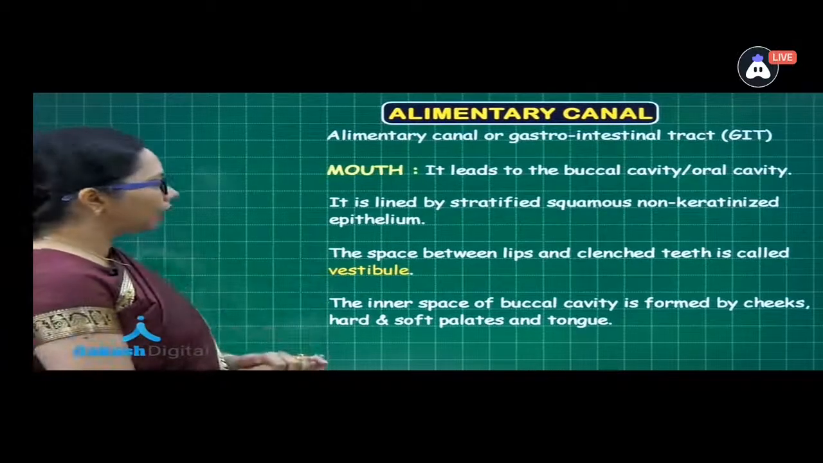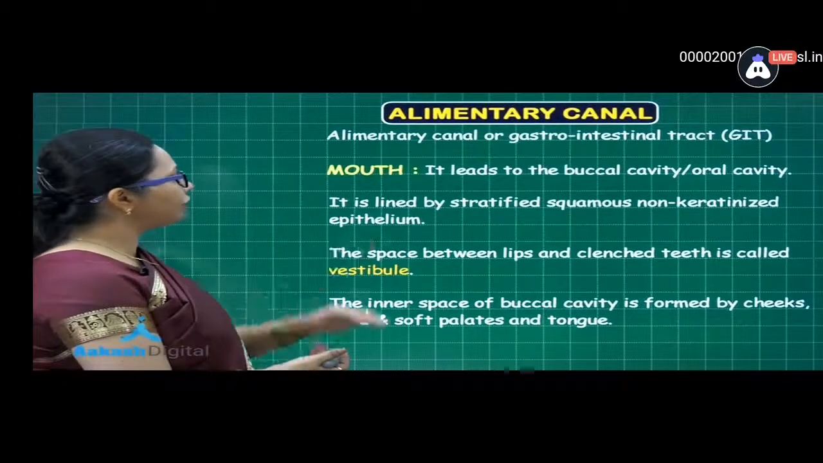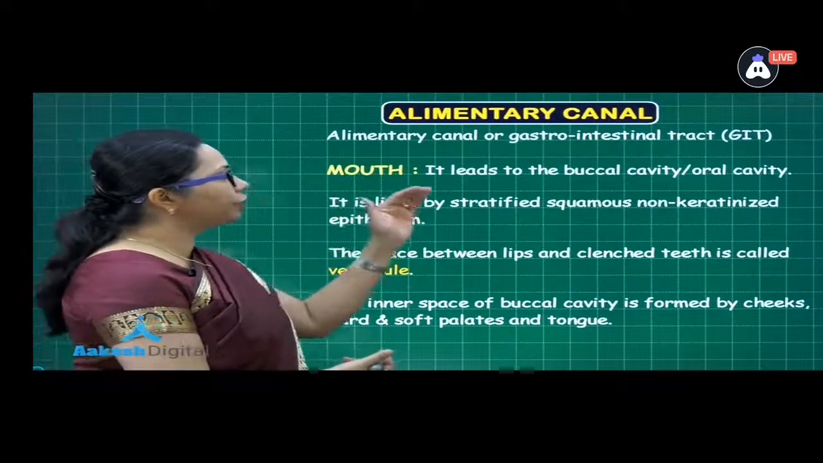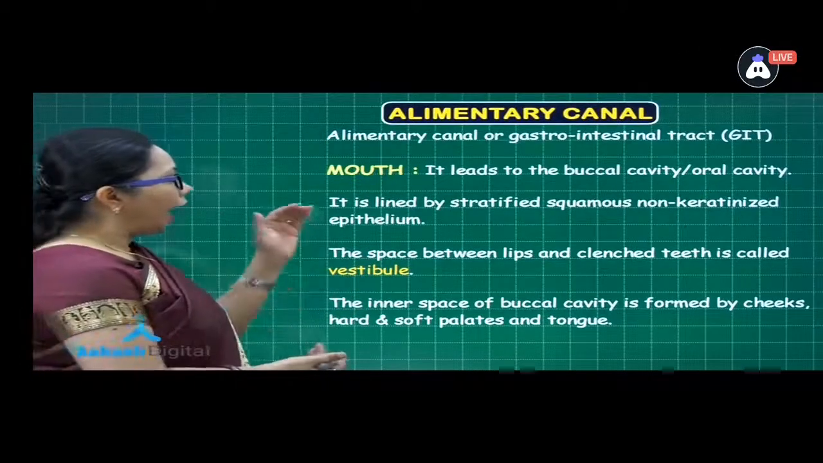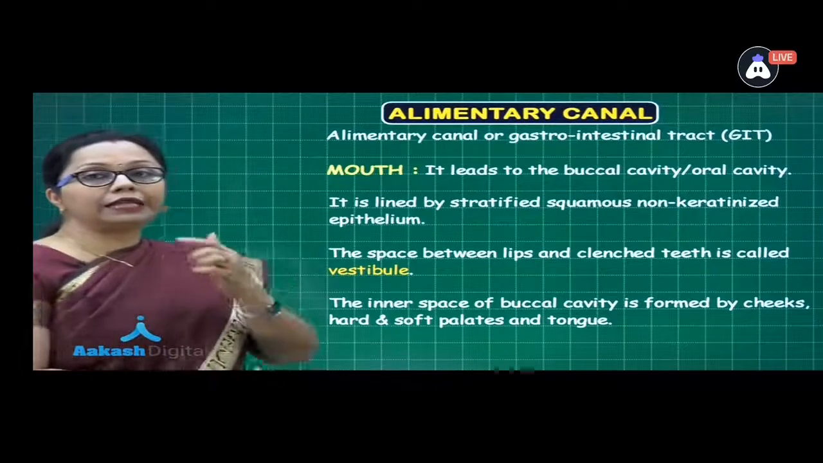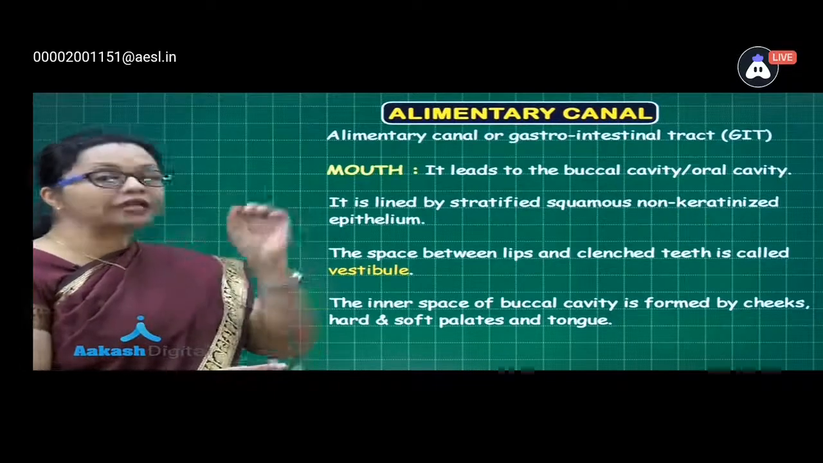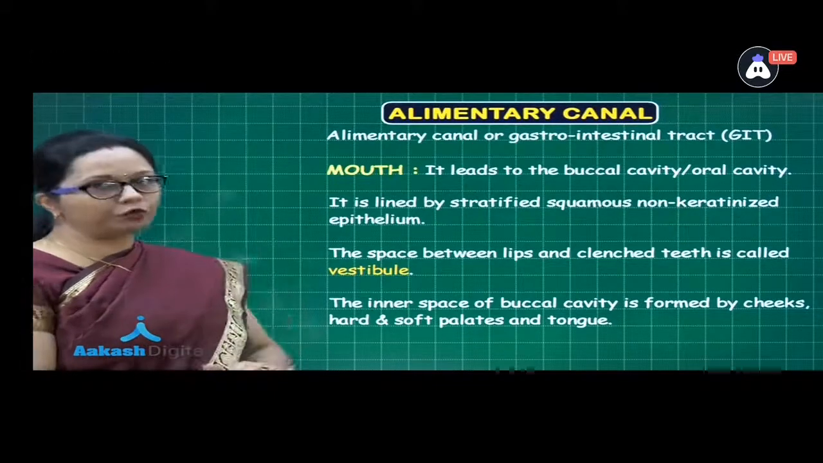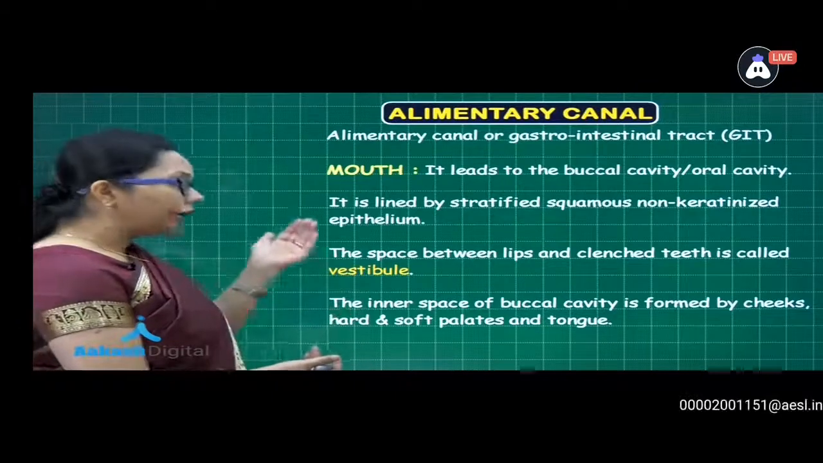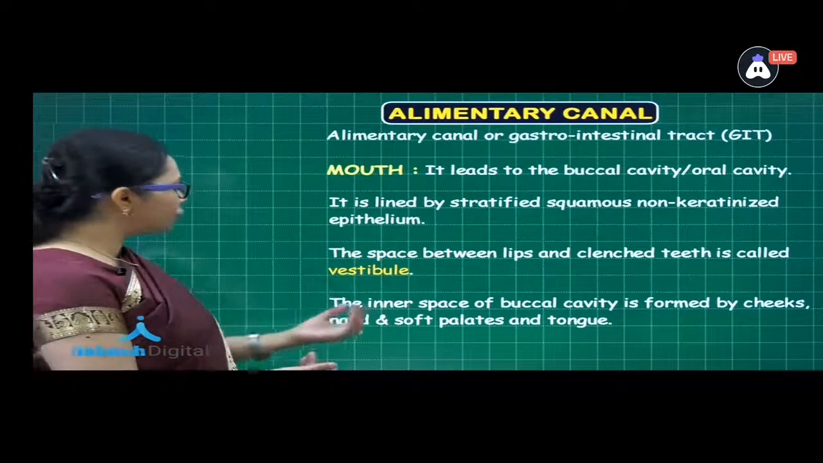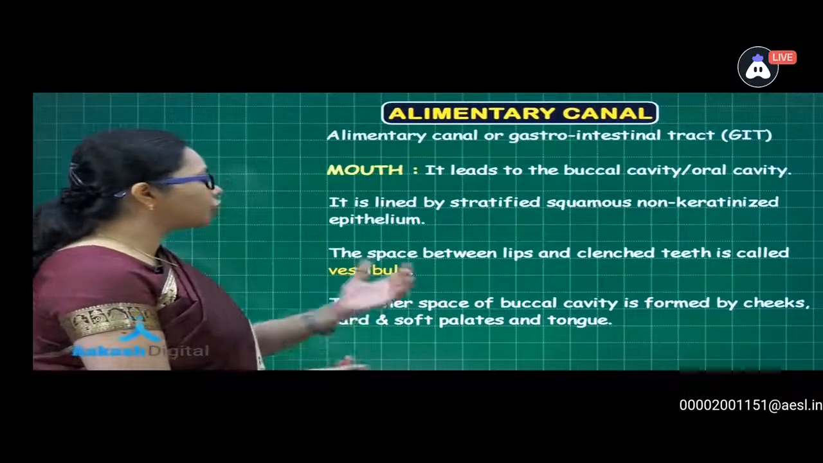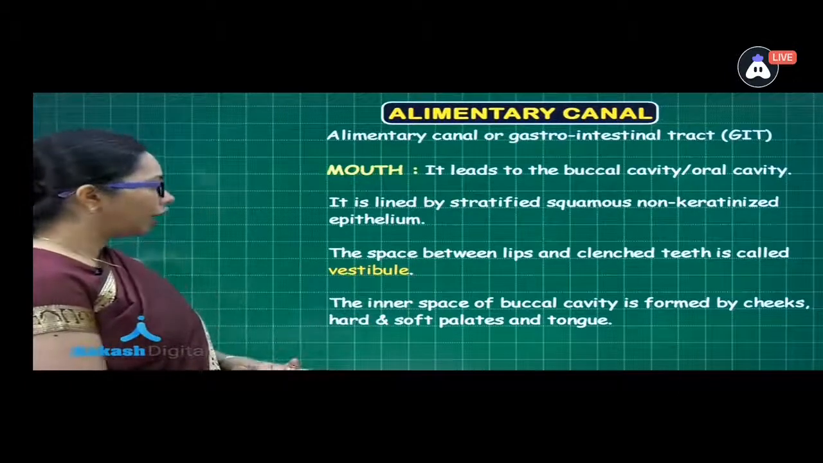which is also called the oral cavity, and our buccal cavity is lined by stratified squamous non-keratinized epithelium. And the space between the lips and the teeth, there is a narrow slit-like space which is called the vestibule. And inner to the teeth, of course, it is the buccal cavity, which is formed by the cheek, the hard and the soft palate, and the tongue.